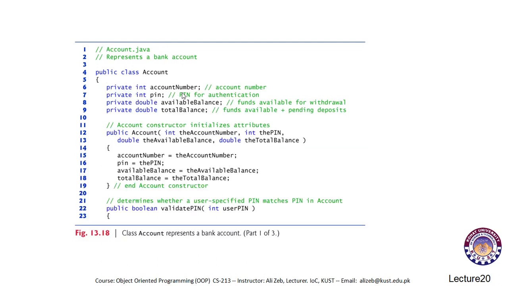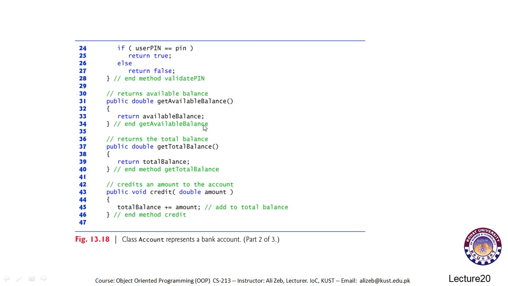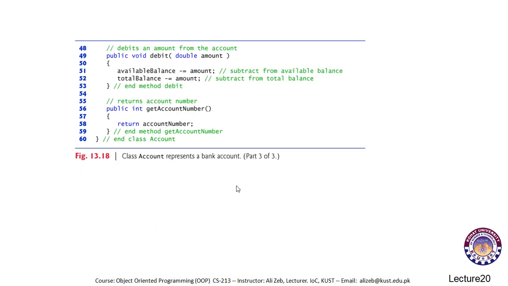The account class, one of the important classes of the ATM system, has an account number, a PIN code variable, available balance and total balance, with a constructor that initializes these values, a method for validating the PIN, and getter methods for getting the total balance and the available balance, a method for crediting the amount into the total balance, a method for debiting the amount from the total balance of the user, and of course the get account number method.